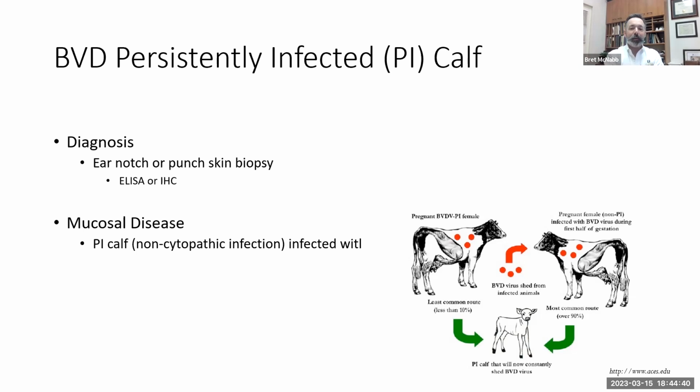In extreme cases, they can get what we call mucosal disease, where we have this PI calf, and then they're infected with a different strain of BVD that they found either in nature or were vaccinated with. And it causes what almost looks like foot and mouth disease. It just causes these horrible erosions and ulcers on the mucosa of the cow's nostrils and lips and esophagus and things. And it can be a pretty bad disease.